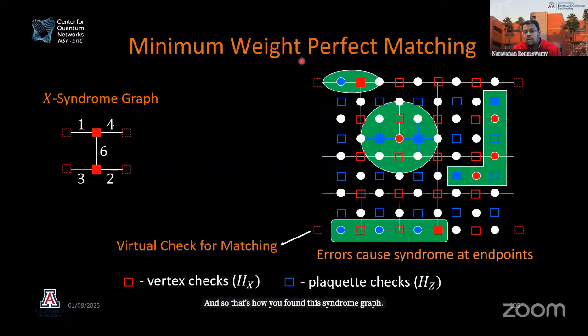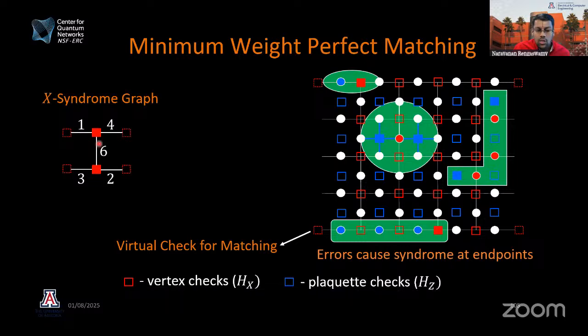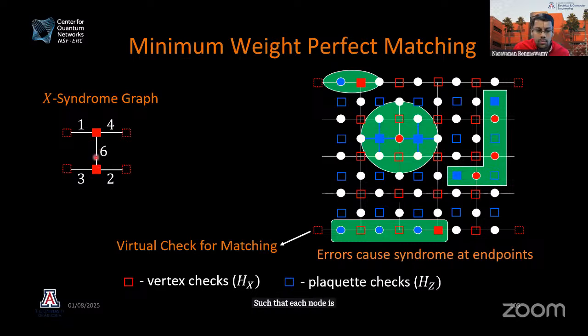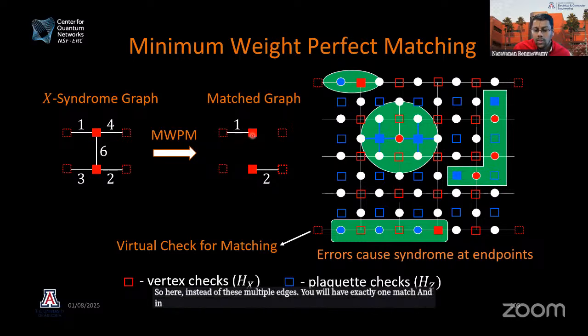And then you run this minimum weight perfect matching algorithm, which is a well-known algorithm in computer science. It basically tries to match the nodes in this graph such that each node is exactly matched to one other node. So here, instead of these multiple edges, you will have exactly one match. In this case, it turns out that the best matching, which minimizes the sum of the edge weights, is this matching. So the edge weight is 3. For any other matching, the sum of the edge weights will be higher.